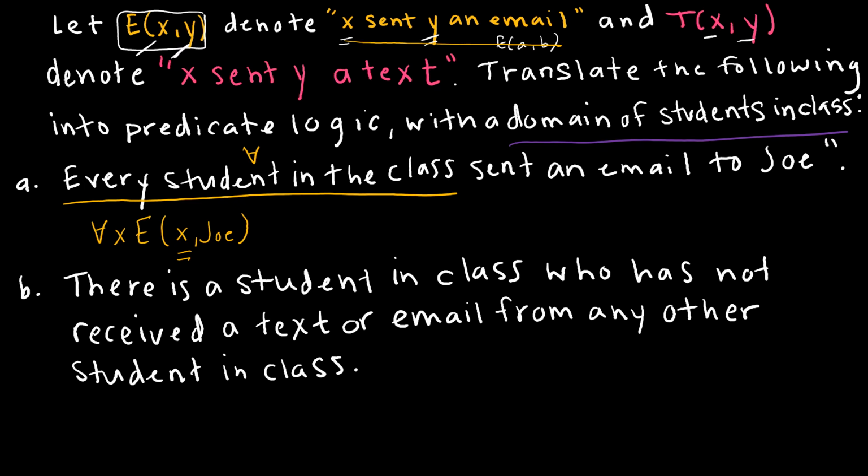Now it might be that you're not cool with Joe corresponding with himself. You're saying, well, Joe's not going to send an email to himself. So I could modify this to say for all x, if x does not equal Joe, then that student sent an email to Joe. All that does is take Joe out of the senders. So as long as x is not Joe, as long as the sender isn't Joe, everybody else in class sent an email to Joe.